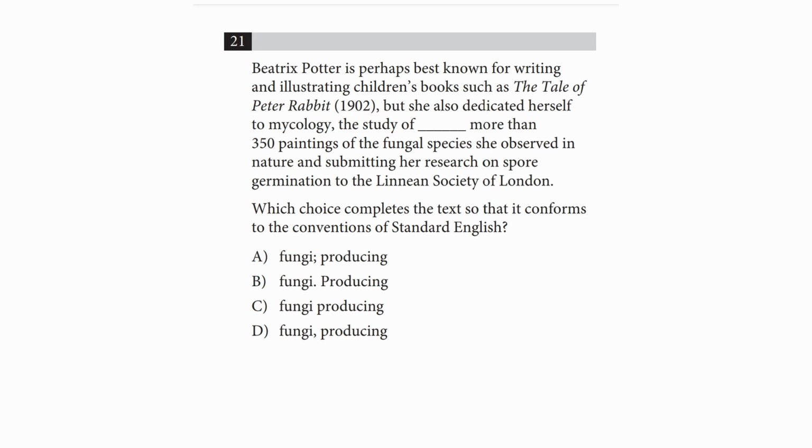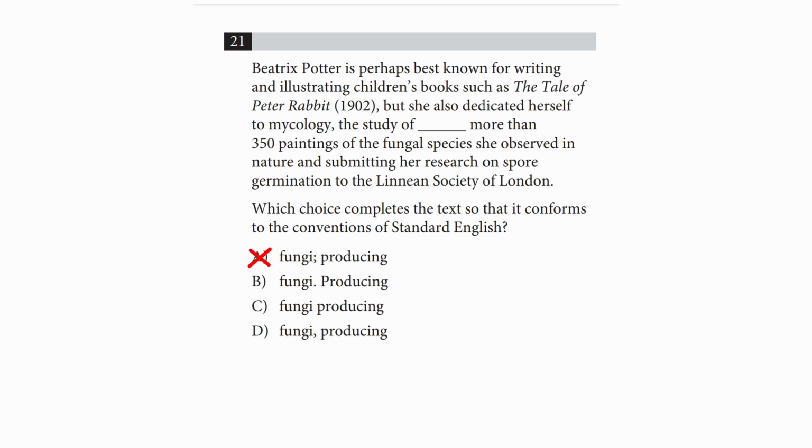Producing more than 350 paintings of the fungal species she observed in nature and submitting her research on spore germination to the Linnaean Society of London. Now, hopefully your ears are telling you that we don't have a complete sentence here. If you want to get technical, it's because we don't have a fully conjugated verb, which means that the thing after the semicolon is just a fragment. And that means that we can't use a semicolon in this situation, so we can cross off answer A.